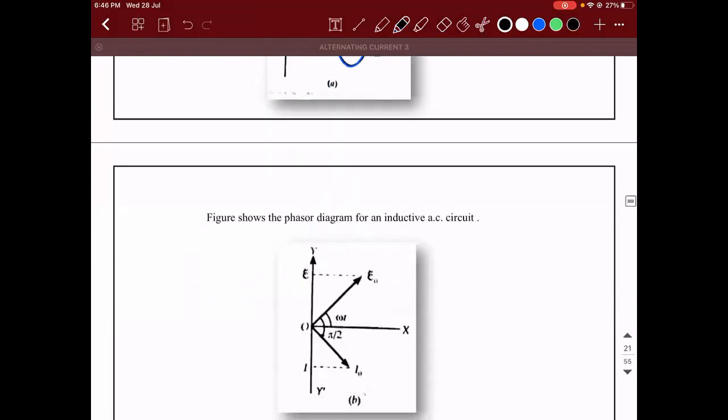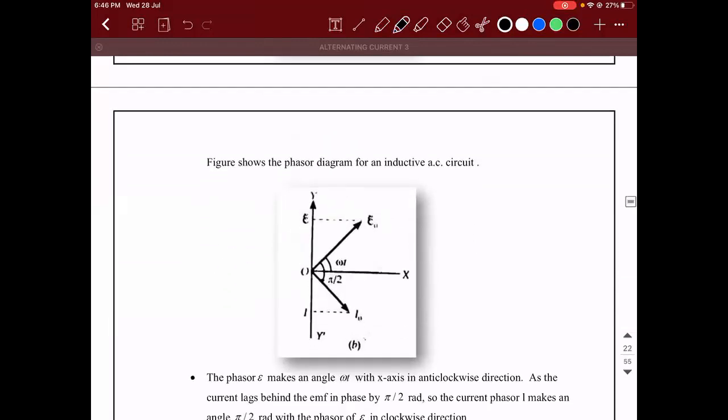And when you draw the phasor diagram, if this is the phasor diagram for E, which makes an angle omega t, then I naught will be exactly in the opposite direction, where the angle between them is going to be pi by 2. So that is the phasor diagram.